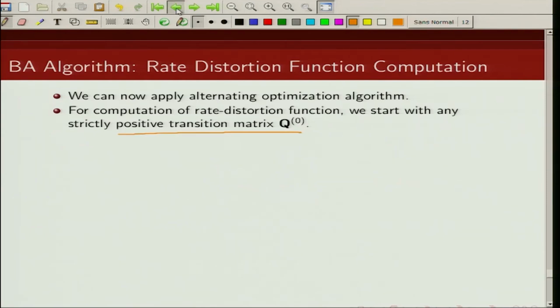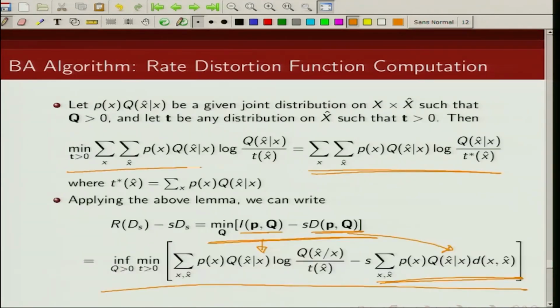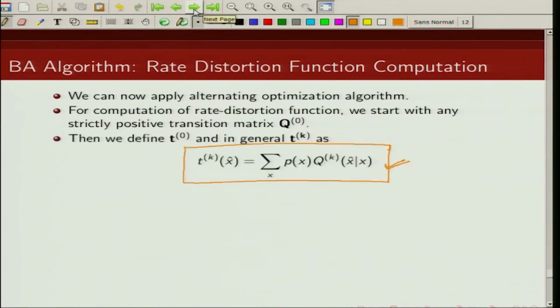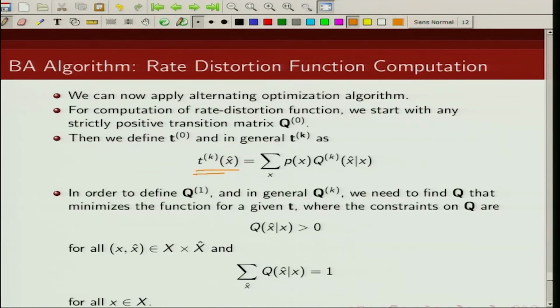Now this follows from the lemma that the minimum over all T of this is given by this, where the value of T star is given by this expression. So given a Q, you know what the next T is. Now once you find T, you need to next find Q of 1, at iteration index 1. Now how do I find Q in general for k? Again, this process is very similar to what we did.